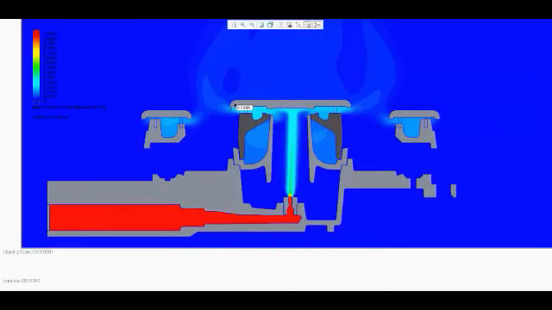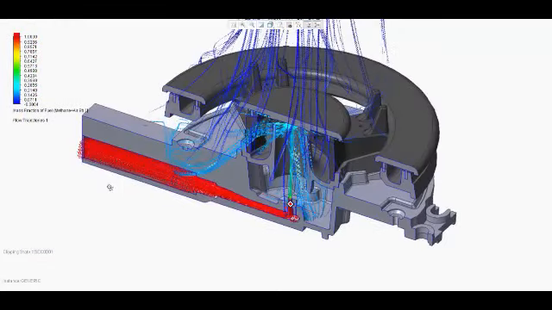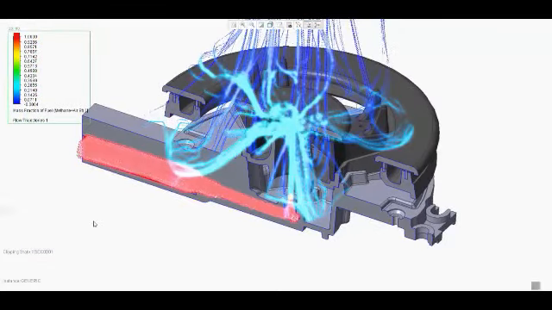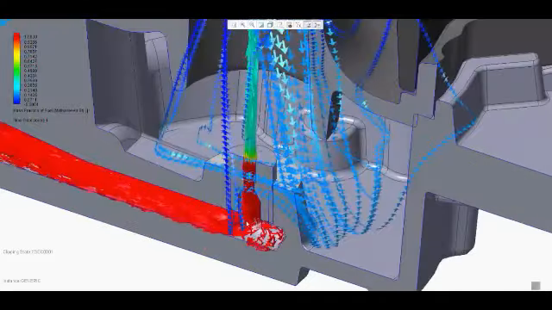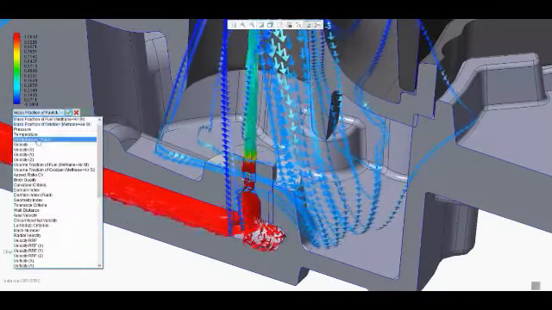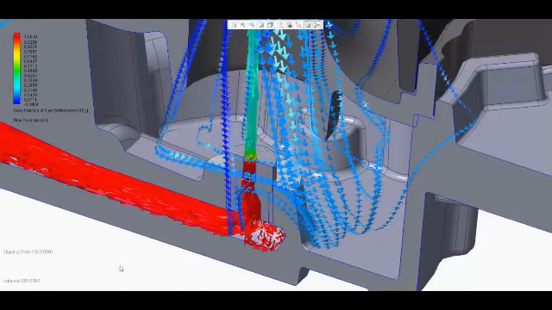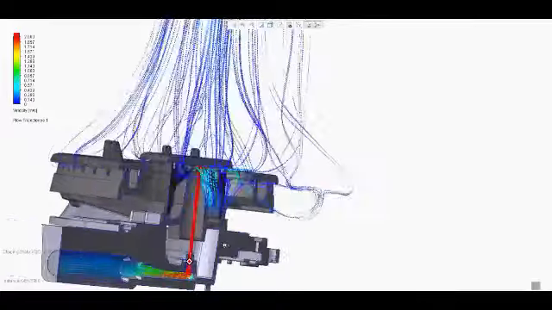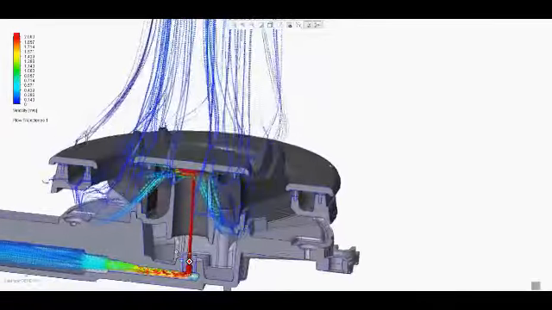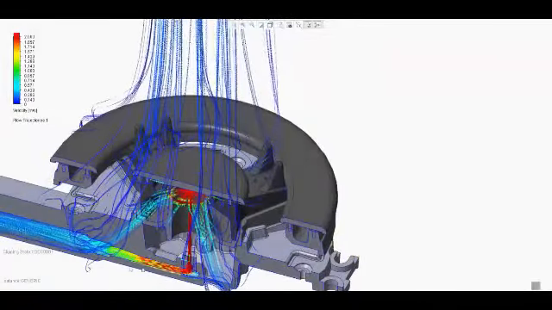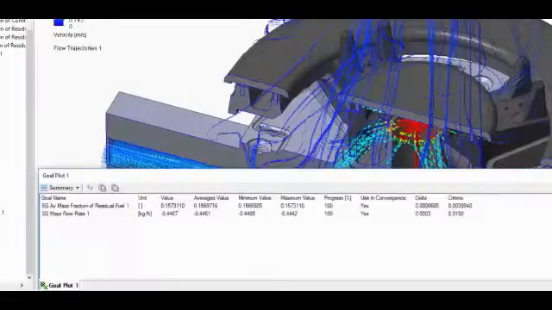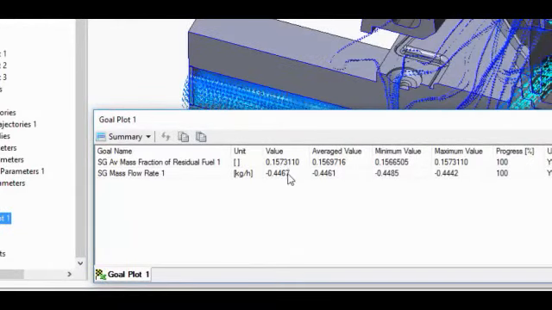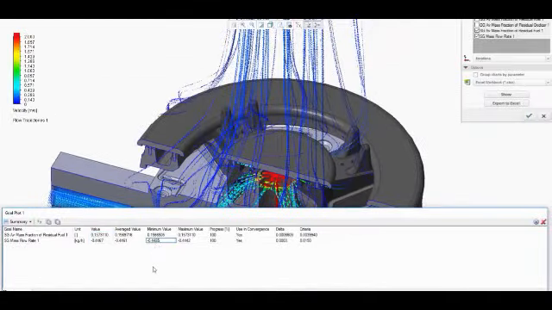Probing allows determination of local fuel concentration. The flow trajectories show how the mixture is leaving the ring and what the pattern looks like. The whole purpose of this steady-state mixing analysis is to determine the flow rate of the mixture leaving the ring outlets and what the average fuel concentration is. This is determined by interrogating the surface goals on the outlet. We can see a total mass flow rate of 0.4467 kg per hour at 15.7% methane by mass.